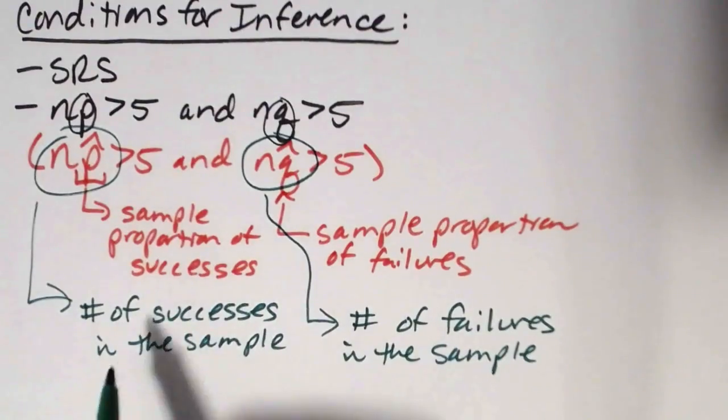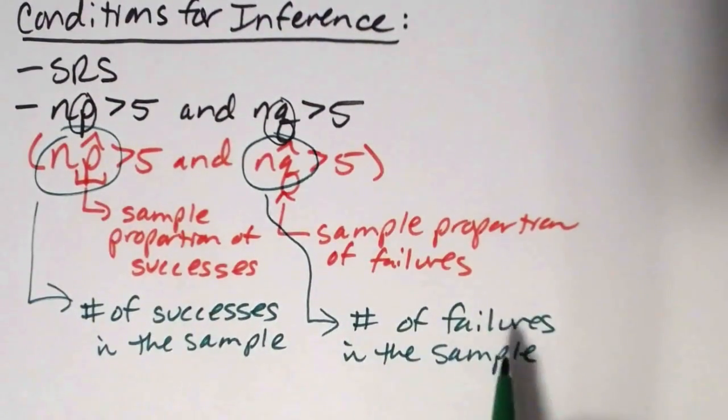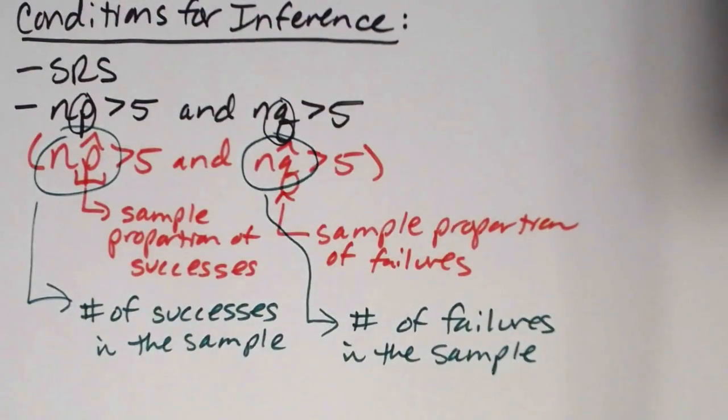So as long as I have more than 5 successes and more than 5 failures in my sample, I can be reasonably assured that my p-hat distribution will be roughly normal, and therefore I can use the methods that we're going to talk about in this video to calculate the estimate for p.